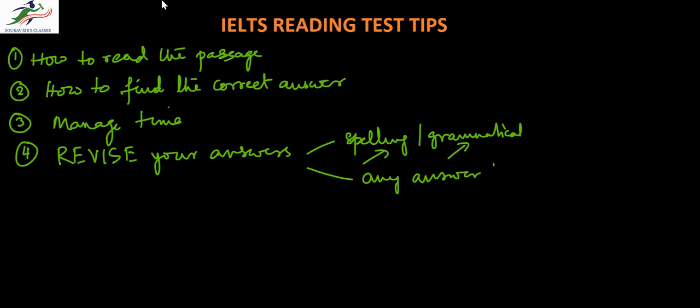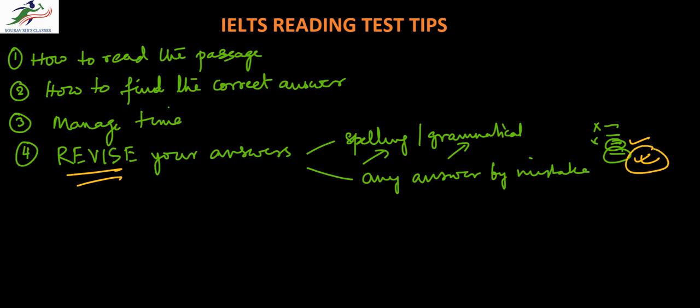Sometimes it happens. In a rush to complete the paper, we might have four options, we have eliminated two, and we know the choice is between C and D, and in your mind you know that you want to mark C, but by mistake you mark D. So when you're revising, this would catch your attention and you will be able to correct it. So it's very important to have at least 5 to 7 minutes to revise your answers.